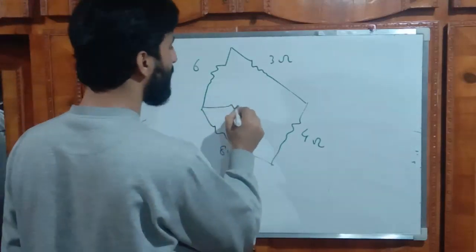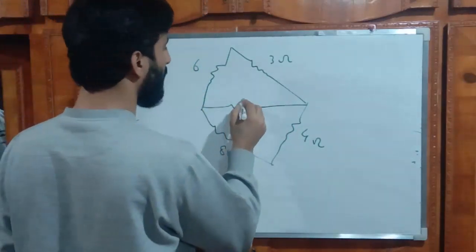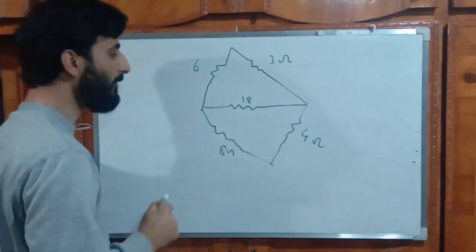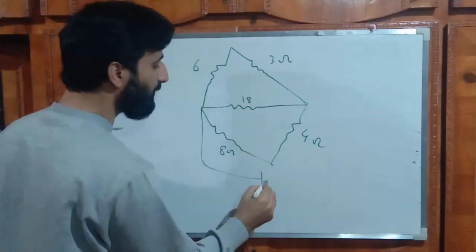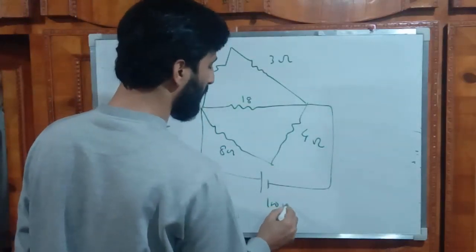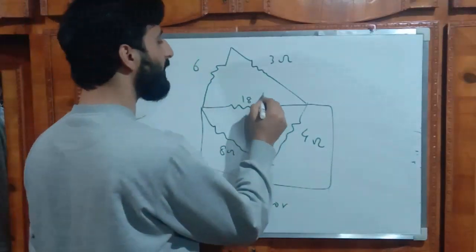And I have one more resistor. Maybe it is 80 ohm. And I am connecting one battery over here, 100 volts. What is the value of the current flowing through this 18 ohm?